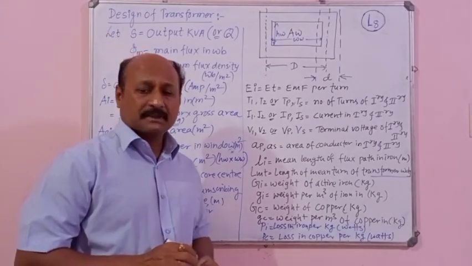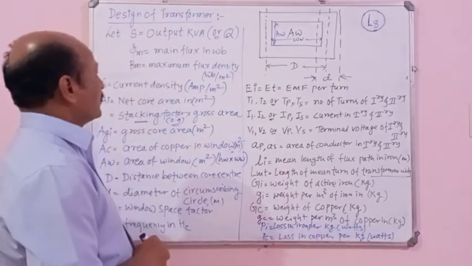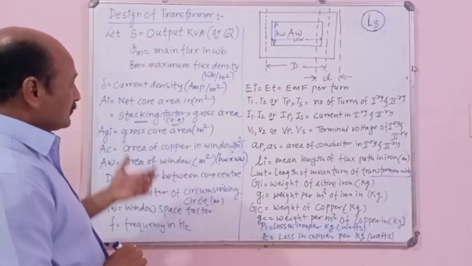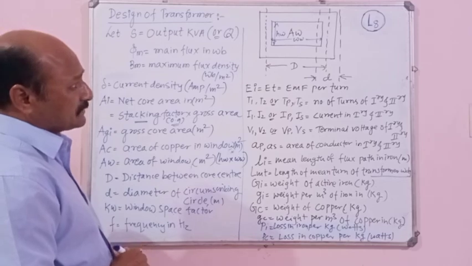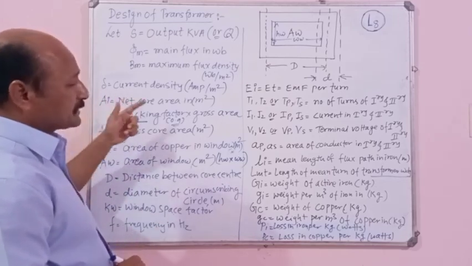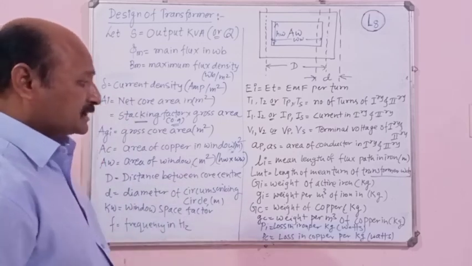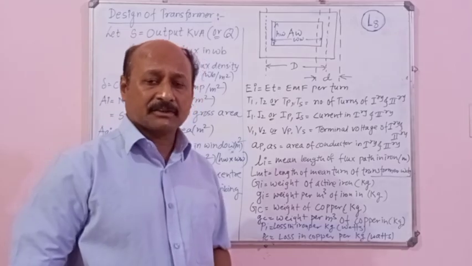Then the output of the single phase transformer and three phase transformer, how to derive it, and how it is useful with respect to the current density and the area of the window. That derivation we will see in the next class. Okay, thank you.